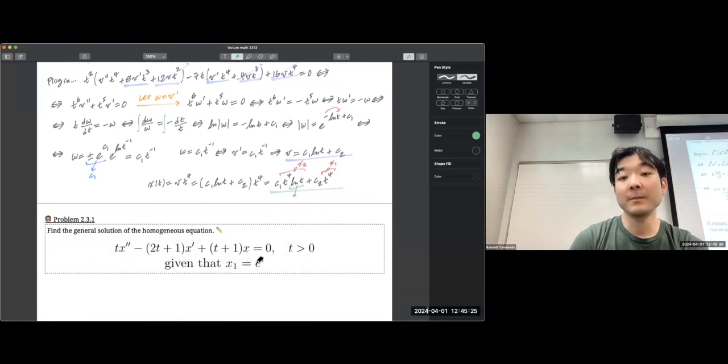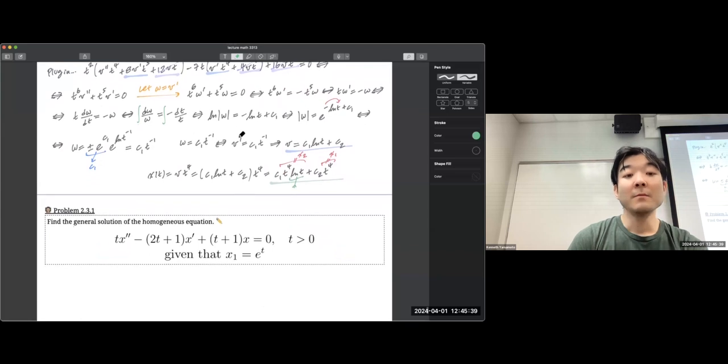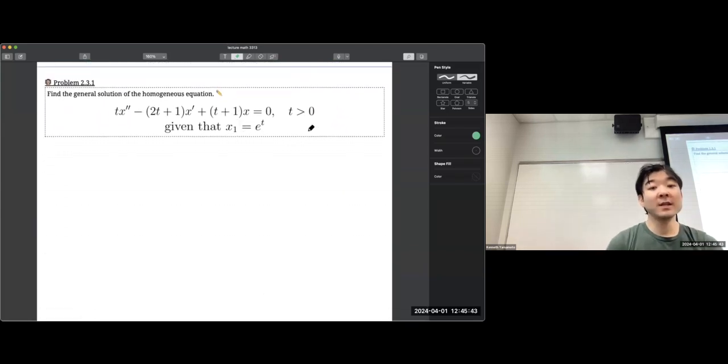So that's the justification for why, in the Euler equation, the repeated root case requires the second solution to be the same t to the 4 like you had for the first solution, but multiplied by ln of t. Those are just justification, but the reduction of order is powerful enough that you can now solve more kinds of equations.